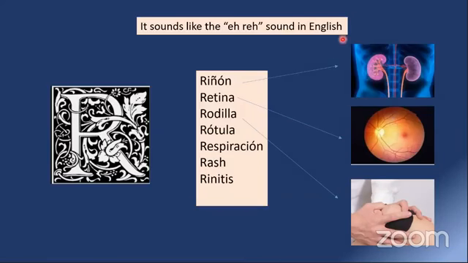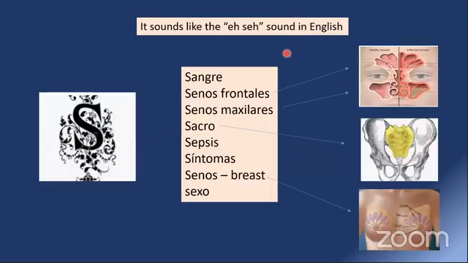And the next one is not rhinitis, it's rhinitis. Remember the letter E in Spanish, E. Rhinitis. Next one, letra S. If your name is Sally and they ask you how to spell it, you are going to say S-A-L-L-Y. So if there is any Sally out there, now you know.